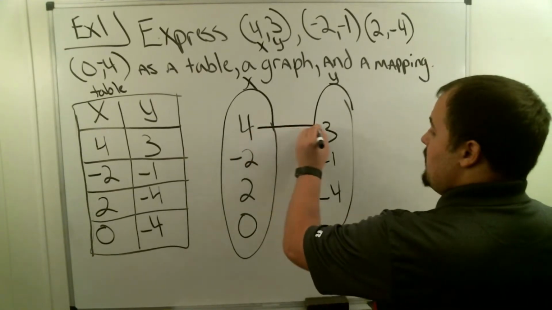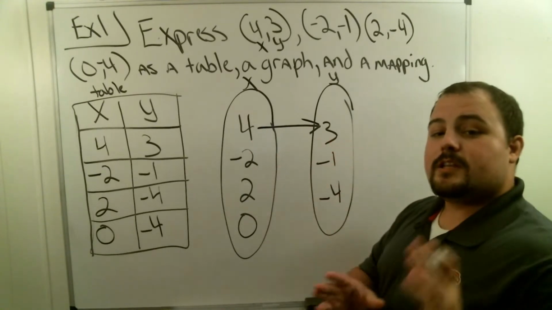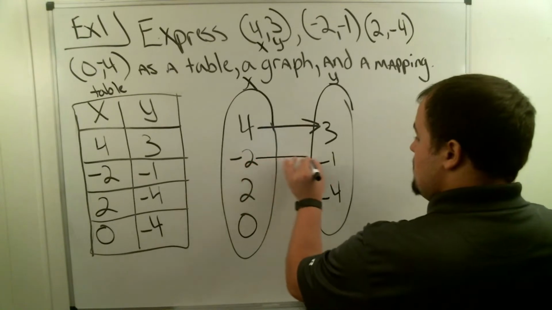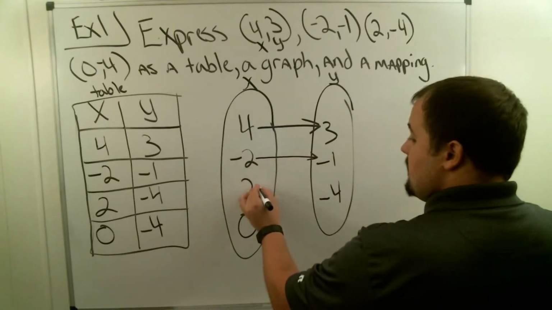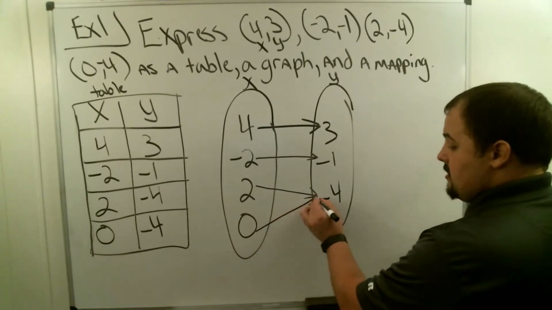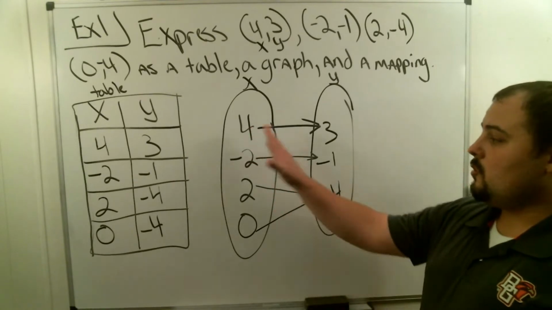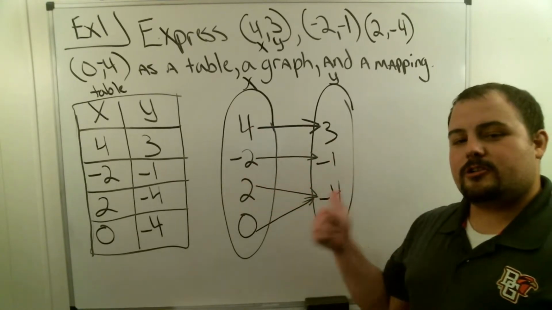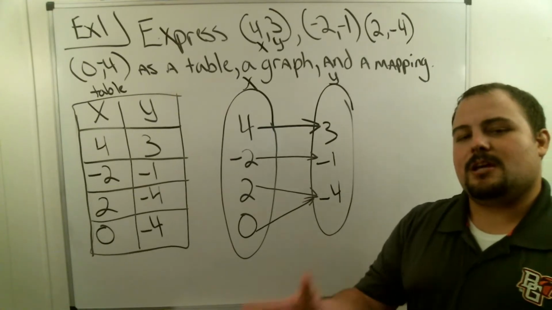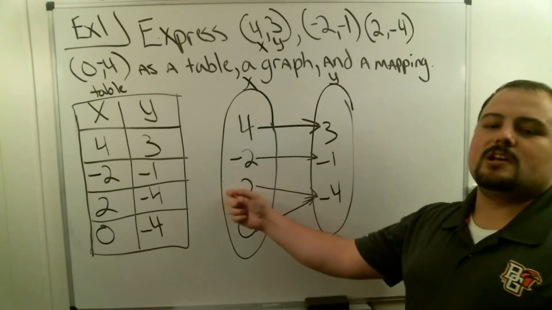So 4 is paired with 3. Notice I put the arrow going to 3, which says this is the direction that 4 is going to go. -2 is going to go with -1. 2 is going to go with -4. And 0 is going to go to -4. So we can create a map by showing what pairs with what, kind of directionally. And that's one of the things that makes it easy to understand: a map tells you directions, so you're telling each other directions on how to get from one place to another.